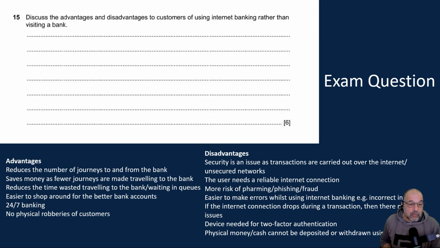It's easier to shop around for the better bank accounts. So if you're going to do internet banking, you're looking for a bank. I don't really like that answer in the mark scheme because, as an advantage of using internet banking, if you're using internet banking, you've already got a bank account. So you're not really going to be shopping around for another bank account, are you? Doesn't really make sense, guys. So I don't really like that answer, but it's there.